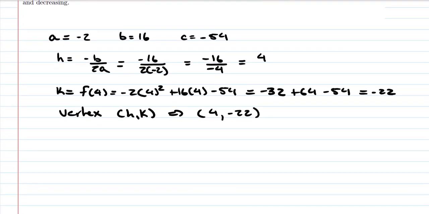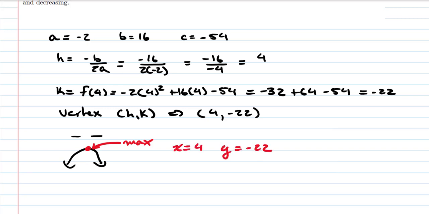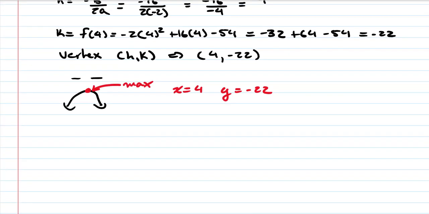Since our a value is negative 2, means our parabola is going to be sad, so it's going to open down. So it's going to have a max at its vertex. So the max is at x equals 4 and y equals negative 22. So then the next two parts, we want to know the range and the intervals of increasing and decreasing.